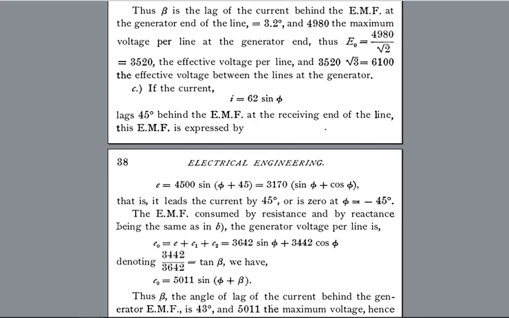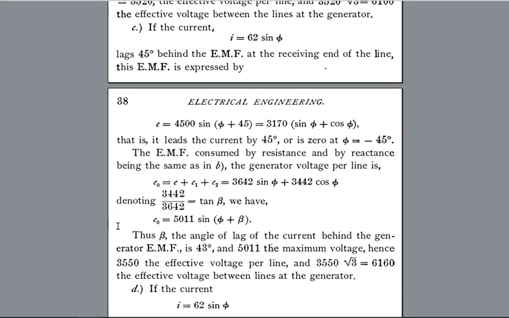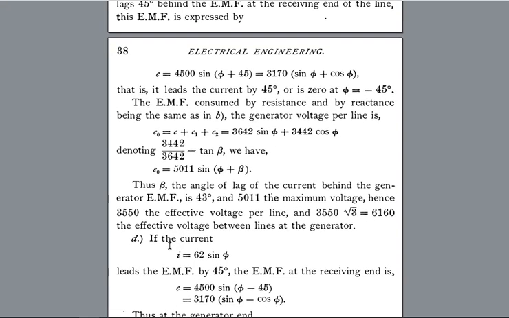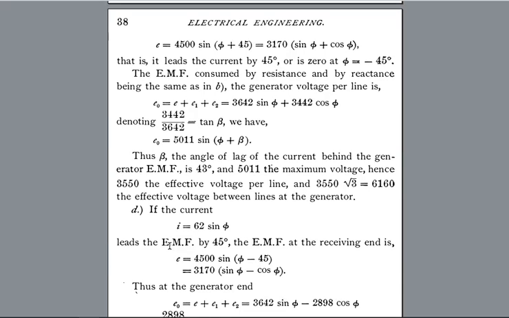Denoting 3,442 over 3,642 equals tangent beta, we have E0 equals 5,011 sine of phi plus beta. Thus beta, the angle of lag of the current behind the generator electromotive force, is 43 degrees, and 5,011 the maximum voltage. Hence, 3,550 the effective voltage per line, and 3,550 times square root 3 equals 6,160 the effective voltage between lines at the generator.